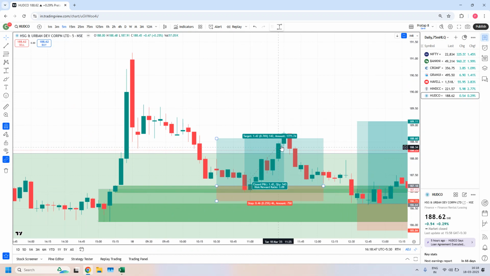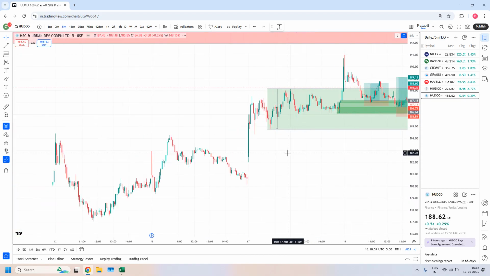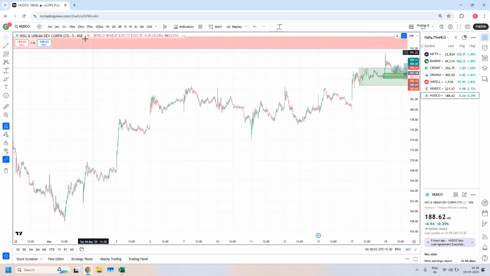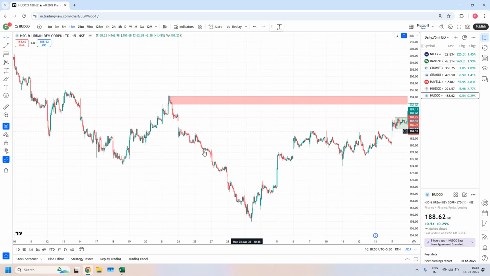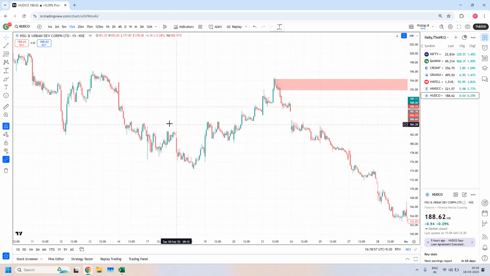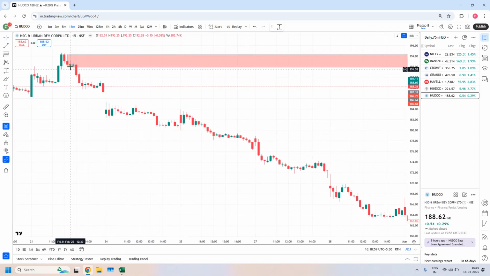And achieved 1:3 RR. It is not able to achieve the 15 minutes target here. We have a 15 minutes target, but this 15 minute zone is almost the same as 75 minute zone.